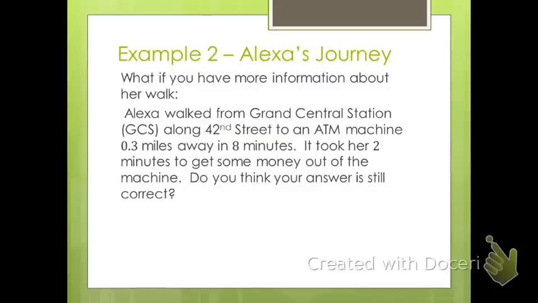What if you have more information about her walk? She walked from Grand Central Station along 42nd Street to an ATM machine 3/10 of a mile away in 8 minutes. It took her 2 minutes to get some money out of the machine. Okay, so do you still think your answer is correct? Or do you think the answer that I came up with there is correct?